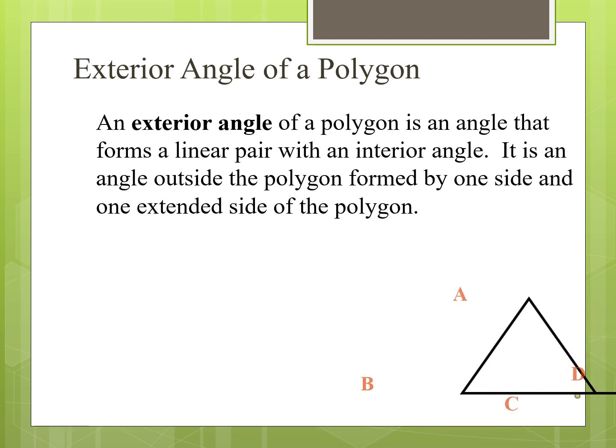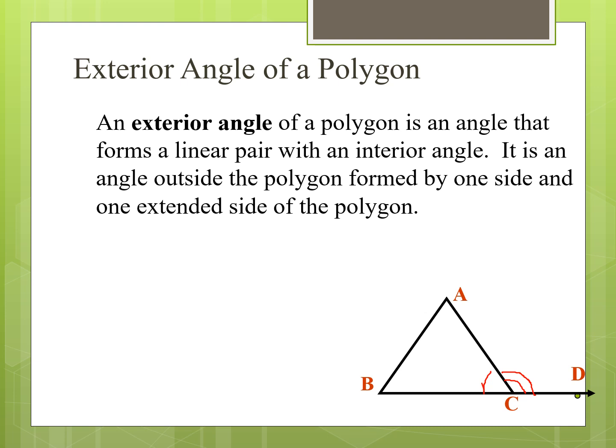The exterior angle of the polygon. The exterior angle of a polygon is an angle that forms a linear pair with an interior angle. It is an angle outside the polygon formed by one side and the extended side of the polygon. By the way, when we talk about linear pair, the sum of the two adjacent angles measures 180 degrees for a straight angle.